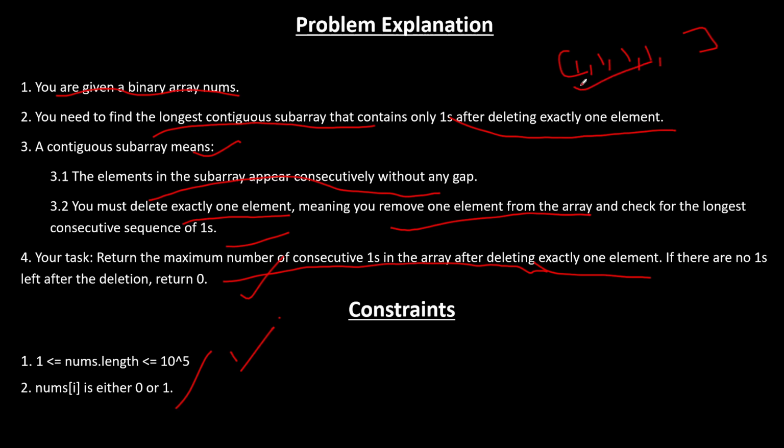And secondly, it is also mentioned in the question that if no deletion happened in the complete array, we just have to subtract 1 from it. Basically, if the size of the array is n and there is no zero to delete, you would be returning n minus 1. I hope you understood the explanation of the problem. Now let's move to the next slide.